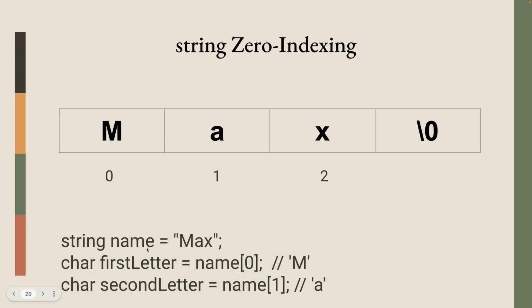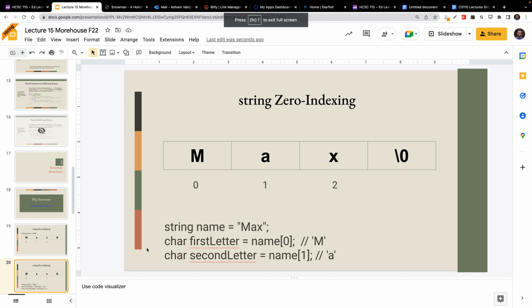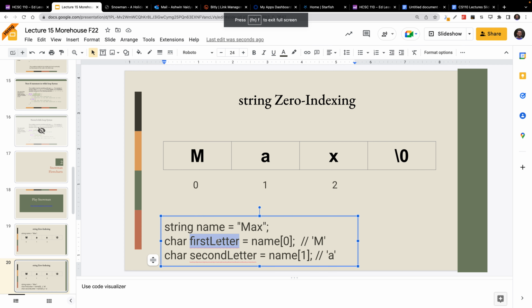But I'm saying, it's already assigned to char, right? So we wouldn't have to put string first letter, string second letter. So char is the data type. We always say the data type and then whatever the name of the variable is. So I'm creating a new variable called first letter and I'm assigning it the first letter in name.